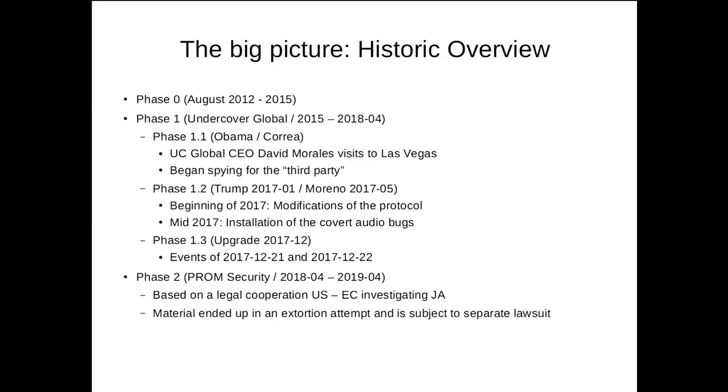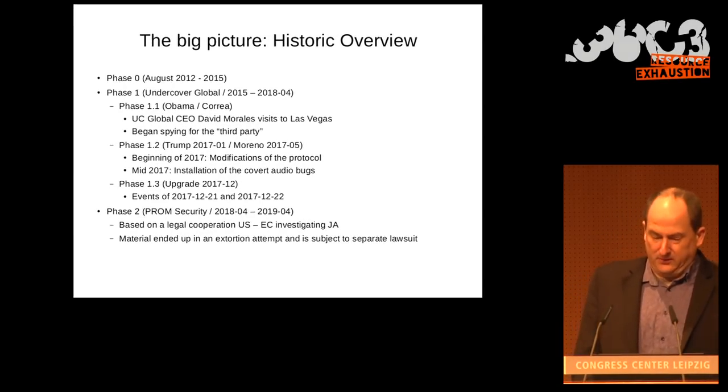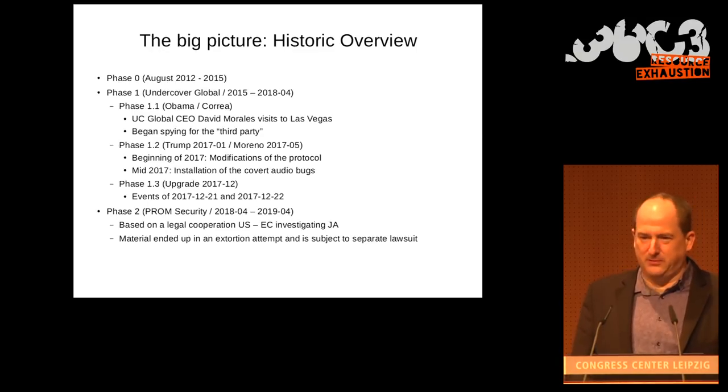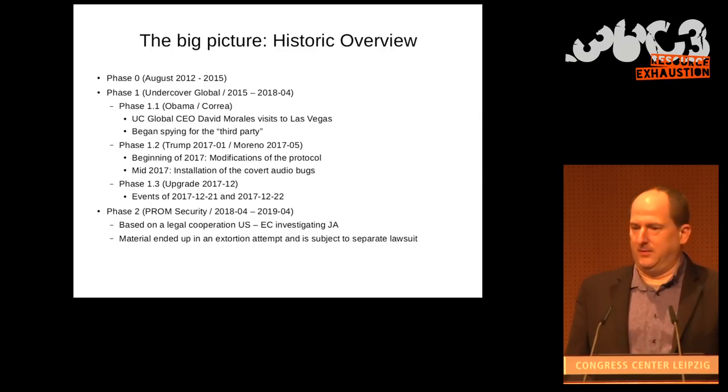However, right at the beginning of the engagement of UC Global for the Ecuadorian Foreign Ministry to protect the embassy, he went to a security conference in Las Vegas and presented his little company and the one customer they had. So that's how small the company was. He presented the one project he had, taking care of the embassy. And of course, he quickly found interested parties from the US security environment to boost his career. So his spying for third parties started right away.